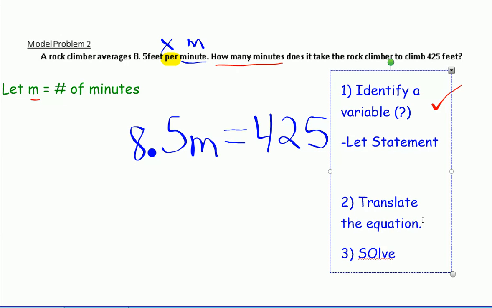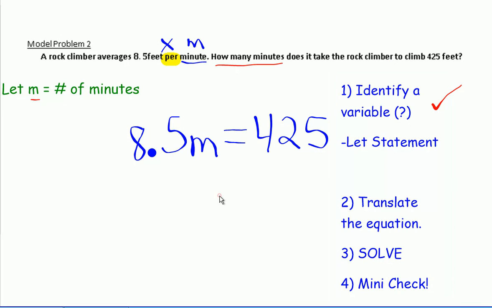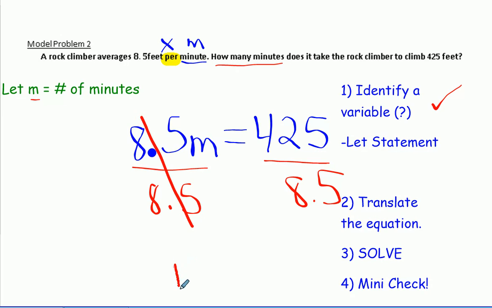Now you're going to solve, and we're also going to talk about doing our mini check, or our easy check, one that doesn't require a full check. All right, so our equation seems to be a multiplication again. In order to get rid of multiplying, I'm going to need to divide. In order to isolate my variable, I need to get rid of the number on the same side as the variable. So that's 8.5. 8.5 divided by 8.5 makes 1.